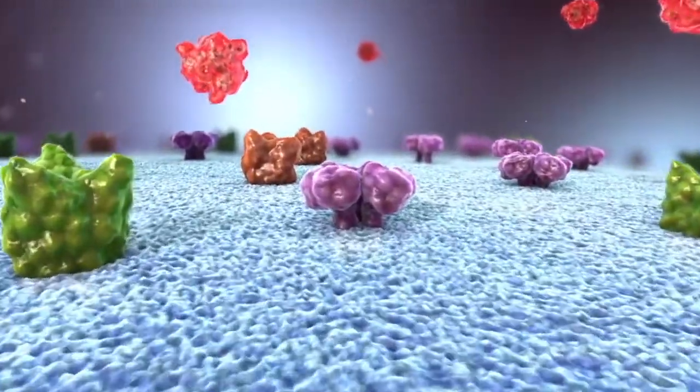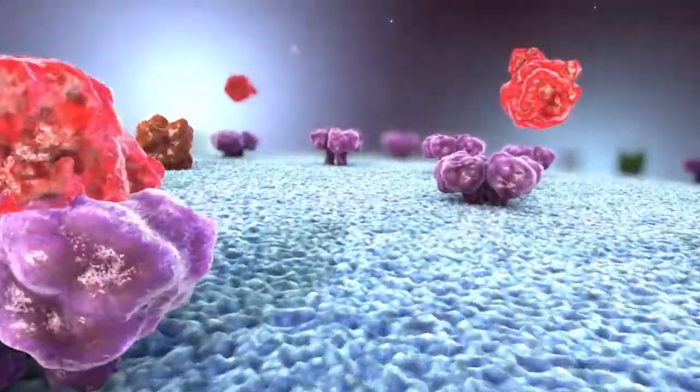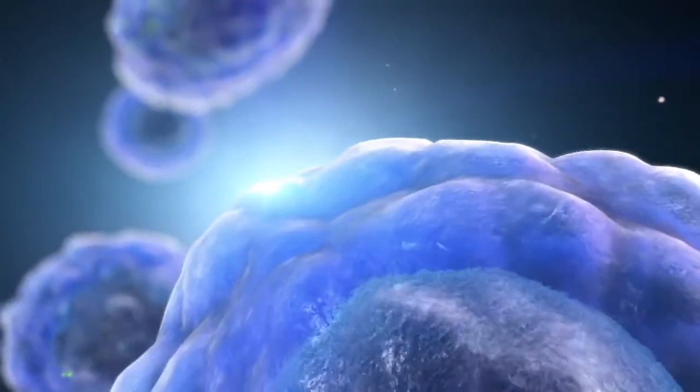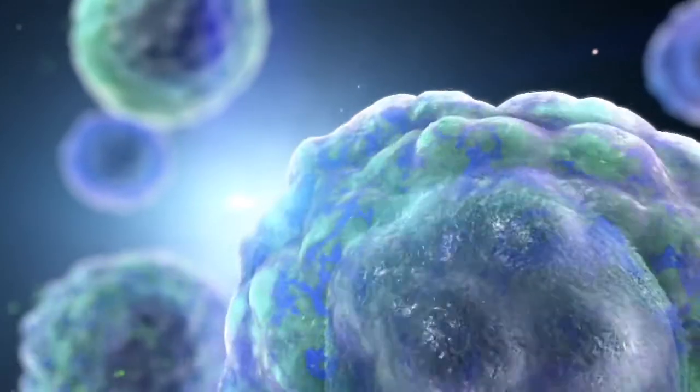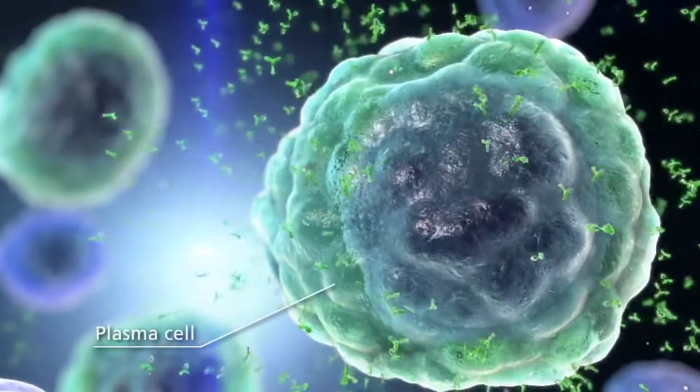BLyS-mediated receptor signaling promotes the survival of autoreactive B cells, otherwise destined for apoptosis. These autoreactive B cells remain unchecked and circulate in the body to become mature autoantibody-producing plasma cells.